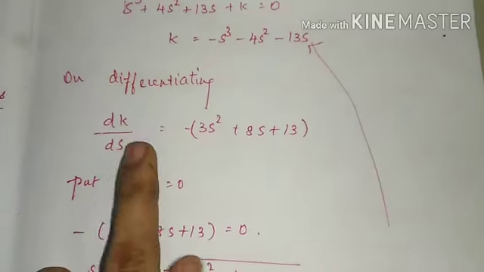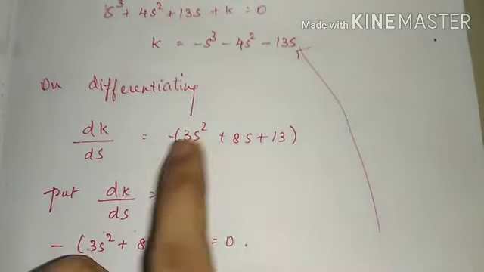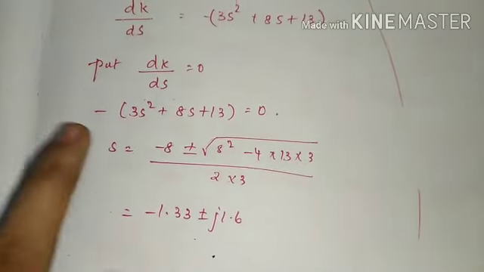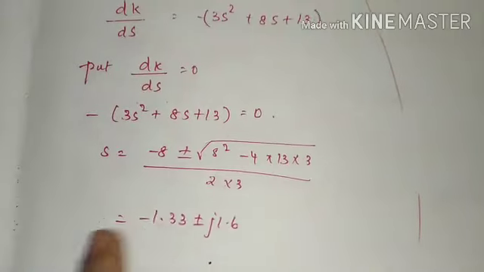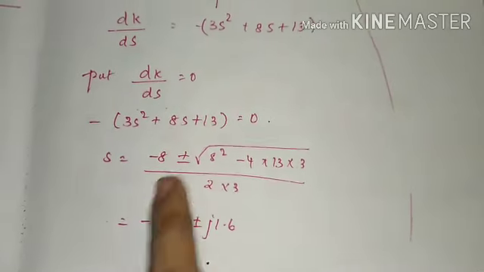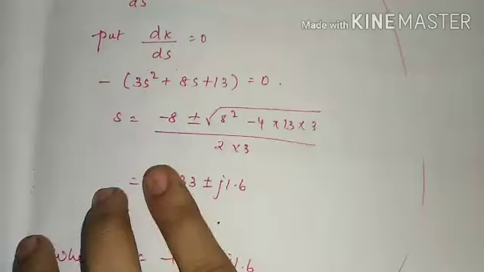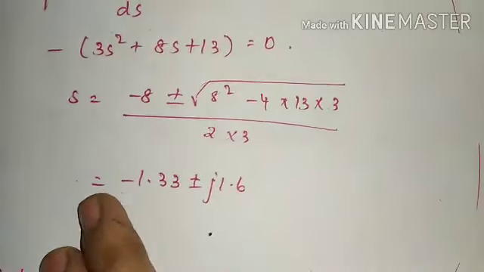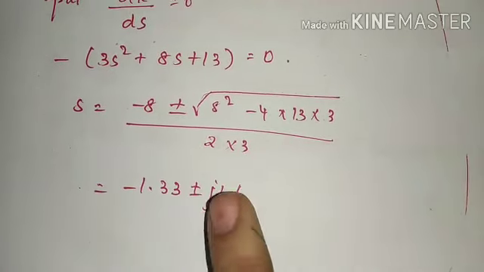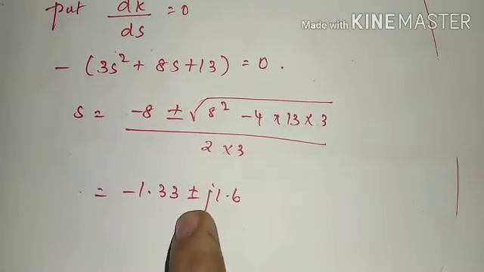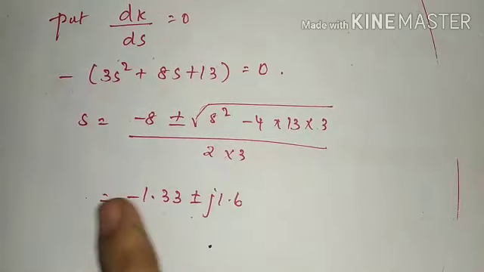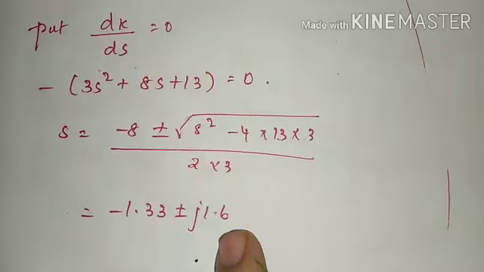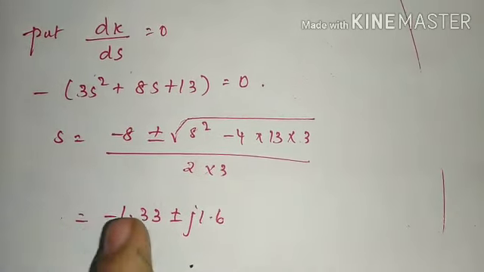Now I substitute dk/ds equal to 0, so this term is equated to 0. I have to find the value of s. I have found the value of s by using the solution of the quadratic expression. Our final s value will be minus 1.33 plus or minus j1.6. On simplifying this expression, I got this value.